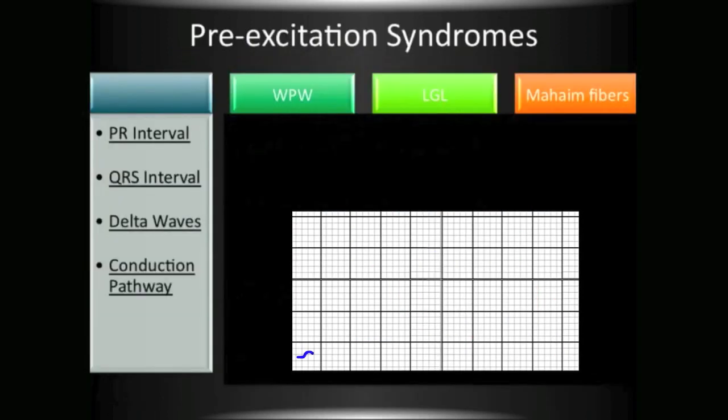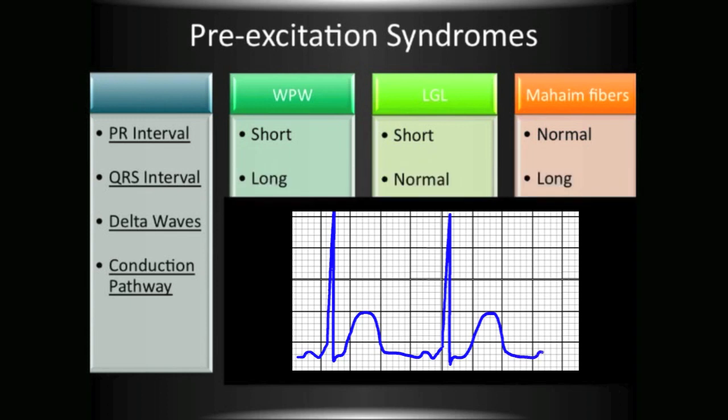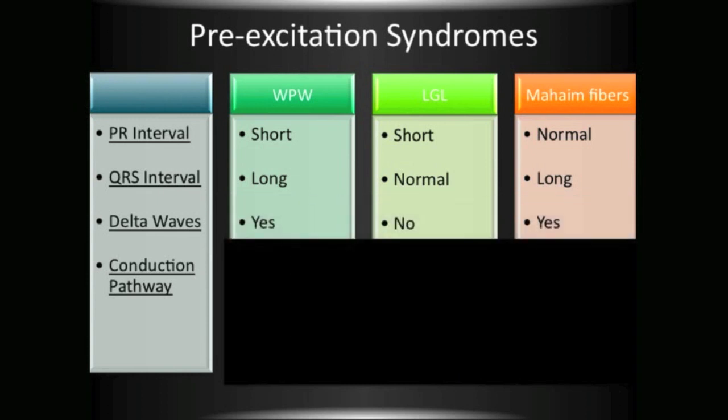Lown-Ganong-Levine syndrome and Wolff-Parkinson-White can be distinguished on electrocardiogram by the following: will both have a shortened PR interval? Yes or no? Yes. PR interval is short in both Wolff-Parkinson-White and Lown-Ganong-Levine. Will both have a widened QRS? No. Only WPW has a widened QRS. Do both have delta waves? No, only WPW has delta waves.